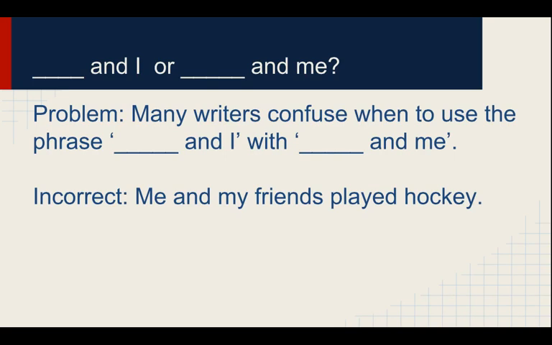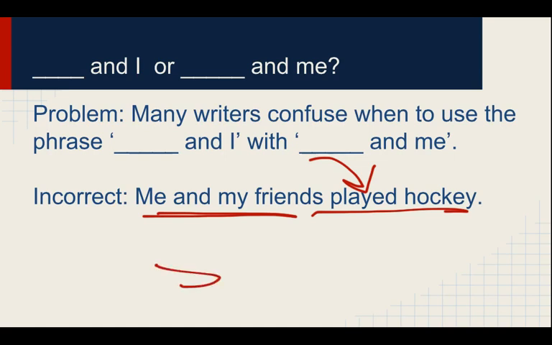Many writers confuse when to use the phrase "blank and I" or "blank and me." It is incorrect to say, "Me and my friends played hockey." I know that sounds right, but there's something wrong with it based on the type of pronoun you're using. Who is playing hockey? Me and my friends are. So if they are doing the action, playing hockey, then we need to use subject pronouns.